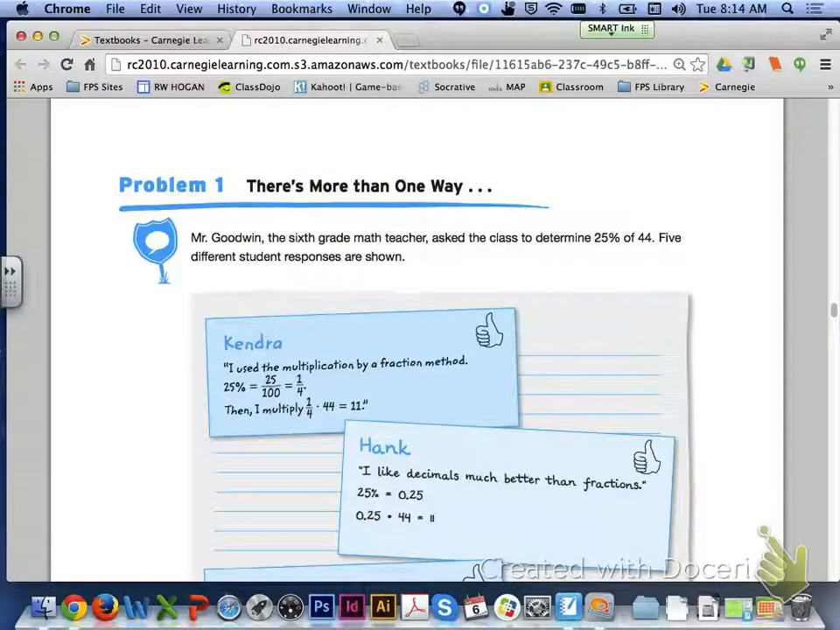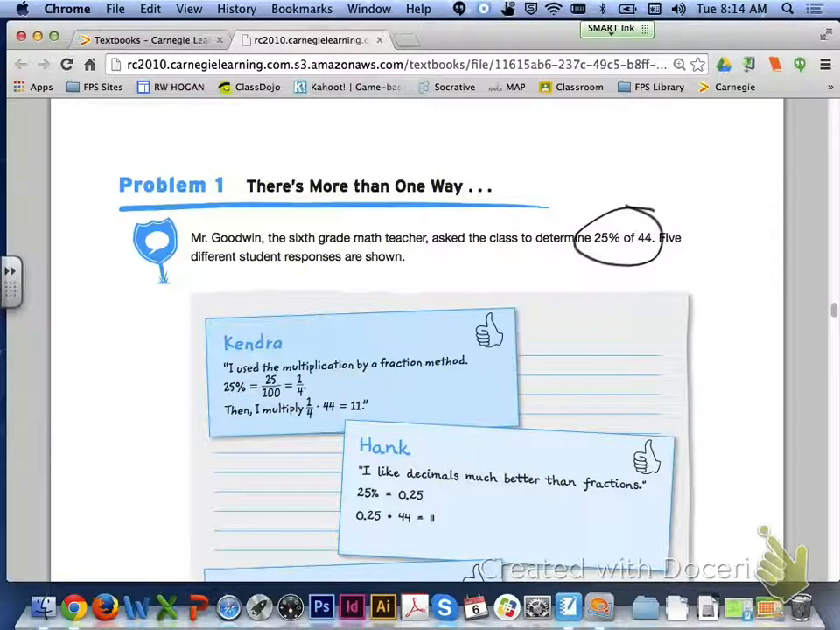There is more than one way that we can determine the percent of a number, and that's what we are going to look at to start off problem 1 today. Mr. Goodwin, the 6th grade math teacher, asked the class to determine 25% of 44. So that's what we are looking at.